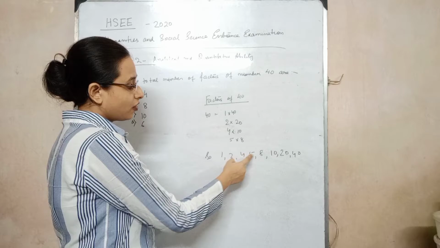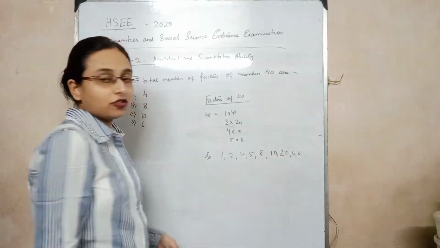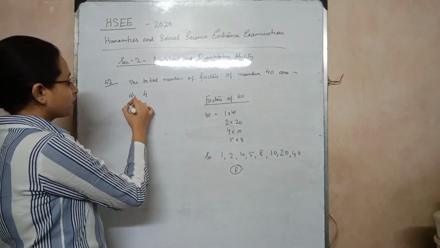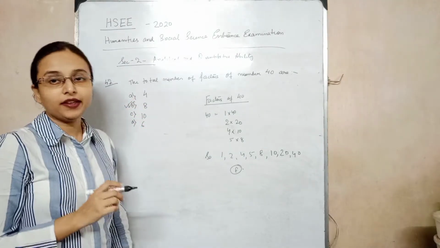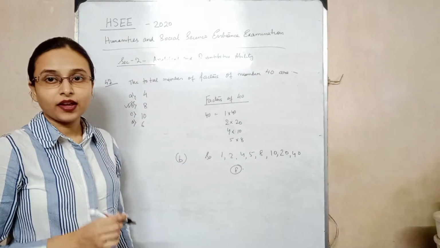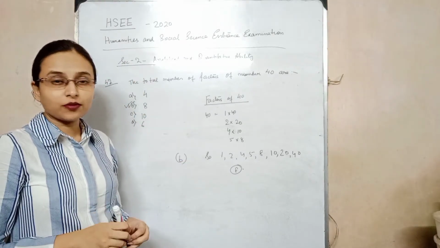So 1, 2, 3, 4, 5, 6, 7, 8. The total number is 8, right? So 8 is in option B. So option B is my correct answer. Okay. Now moving on to the next question.